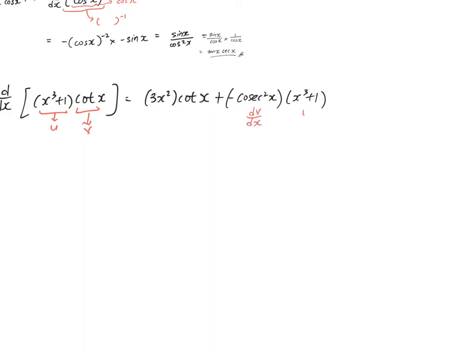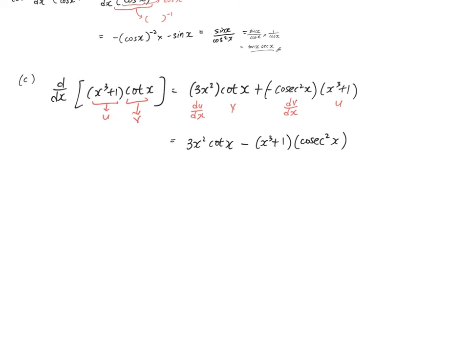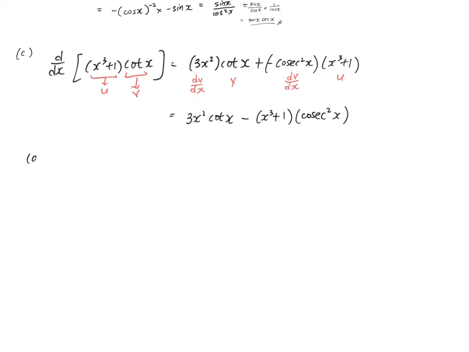This is dv/dx, this is u, this is du/dx, this is v. Simplifying my answer, I get 3x squared cotangent x minus (x cubed plus 1) multiplied by cosecant squared x. This is for part C. I'm just using the product rule and memorizing the derivatives of cotangent, cosecant, secant. Here, part D, we are asked to differentiate sine of 7x plus secant of 3/4 x.